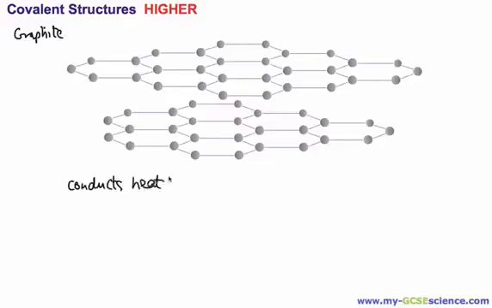Two key features of graphite are that it conducts heat and it also conducts electricity. Heat and electricity, and you should be able to explain why it does that. And the reason for that is going back to this idea of the carbons being linked to other carbons. In this case, each carbon is linked to only 3 other carbon atoms, and what that means is that we have a free electron.